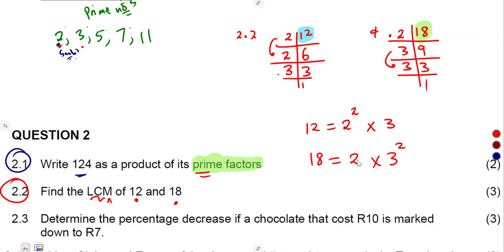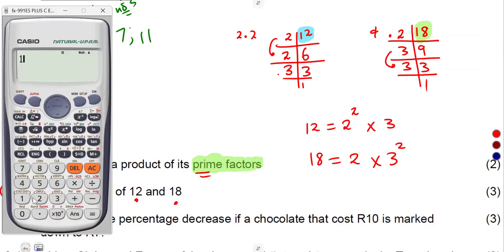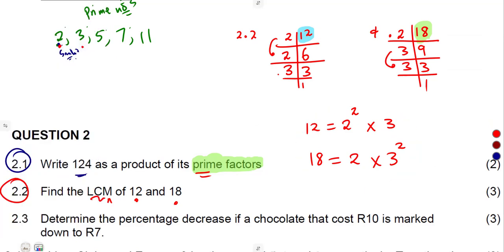So verifying with our calculators here, this is what you're going to have. 12, then shift fact. As you can see, it is giving us this part. 18 is equal to, then shift, you press the fact, it's 2 times what? 3 squared. Is exactly what you have there.